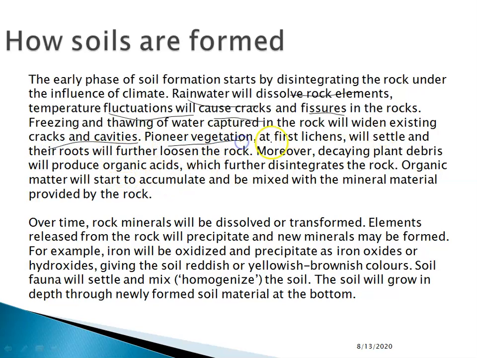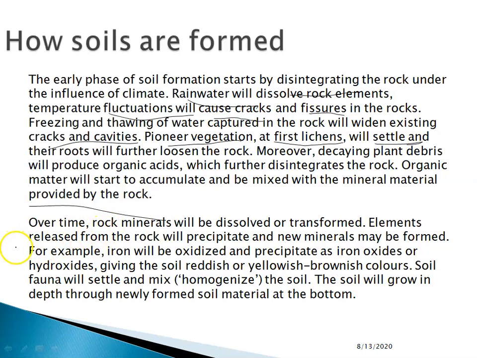Pioneer vegetation comes at first, lichens. You might have seen this organism, lichens, in the forests or on the stream side or somewhere near the rivers. At first lichens will settle and their roots will further loosen the cracks. These are present in the rocks and they crack, they form a muddy layer. Moreover, decaying plant debris will produce organic acids, which further disintegrate the rock.